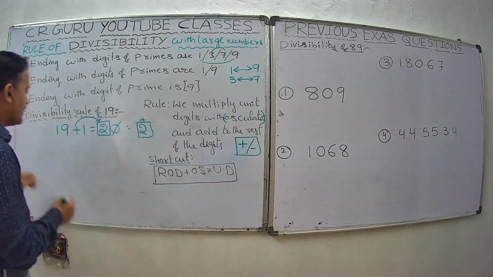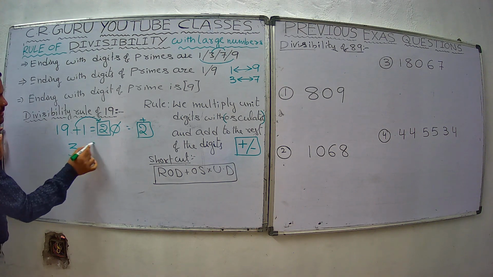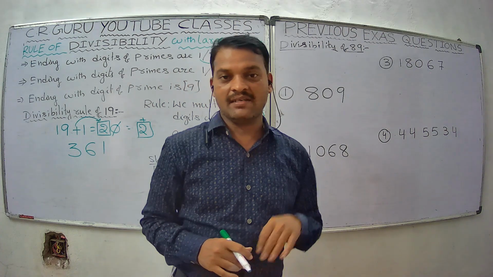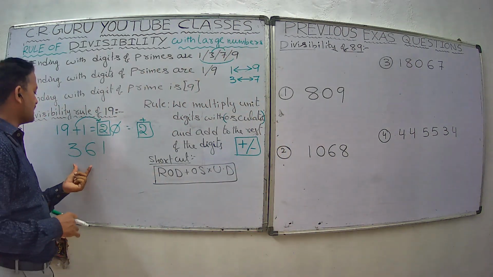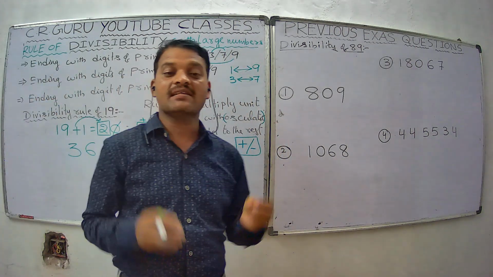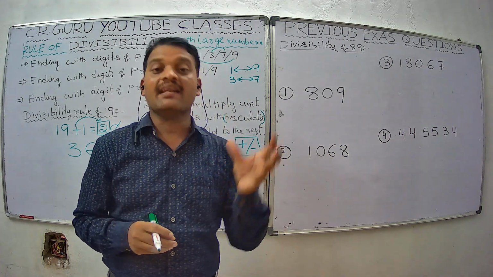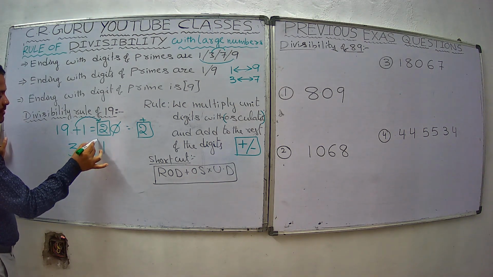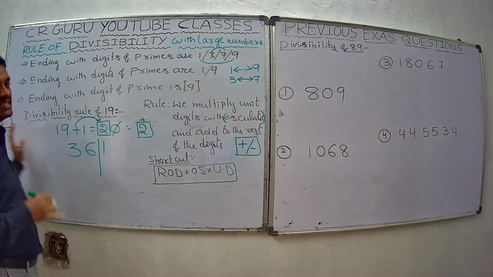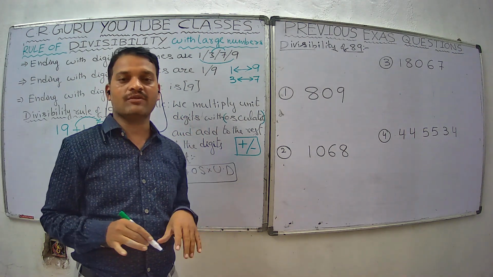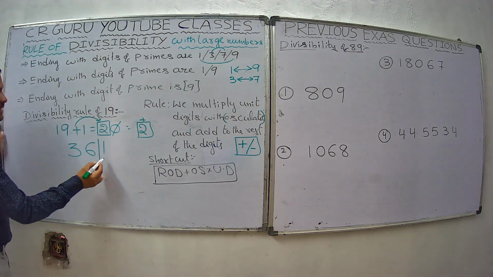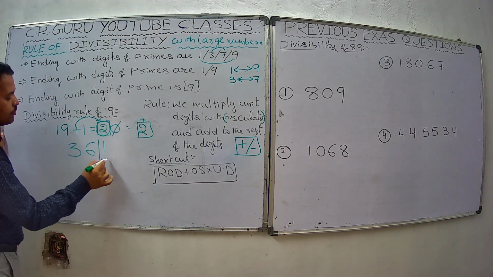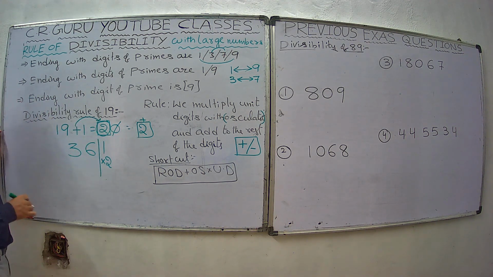Now I am going to explain one sum, my dear friends: 361. Is the number 361 divisible by 19 or not? First, segregate the unit digit and multiply it by the oscillator. Which oscillator? 2. Multiply by 2.